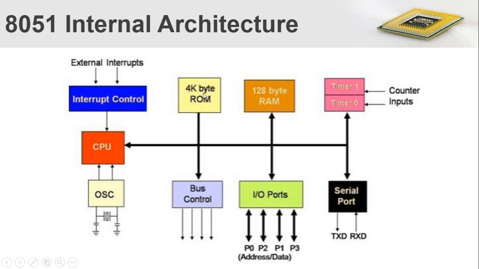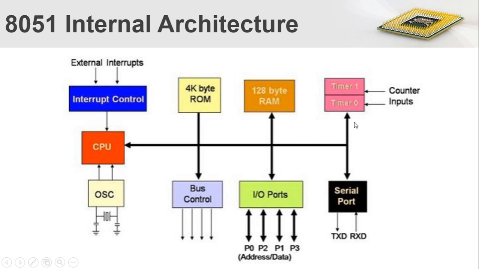Okay, this 4 kilobytes of ROM and 128 bytes of RAM is internally present with this 8051 architecture. That means this 4K byte of ROM space and 128 bytes of RAM space are embedded inside the 8051 chip itself. Here we have a timer unit.